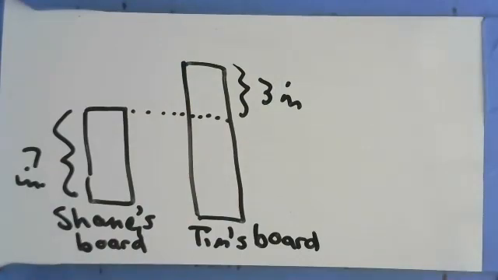And we know to go up by 3 inches instead of down 3 inches because of the wording that says Tim's board is 3 inches taller than Shane's. So we know to go Shane's height and then 3 inches above that.